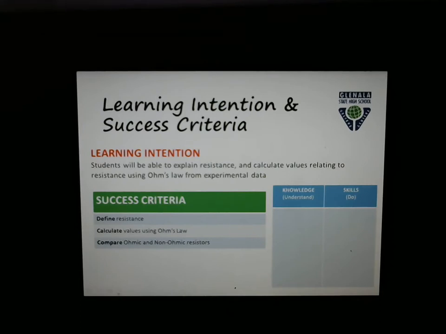So our knowledge really should be asking us, well, what is resistance? If we don't know what it is, we can't define it. If we're going to use something called Ohm's law, we need to know what it is. And if we're going to compare these, this is very much a high level knowledge based cognitive verb. Well, we're going to need to be able to know what these two things are. In terms of doing, calculate means we need to work with it. However, we also need to know, well, how do we use it for experimental data, so using it in a very specific circumstance there. So there's a lot of things coming out of this topic, even though it's quite short.